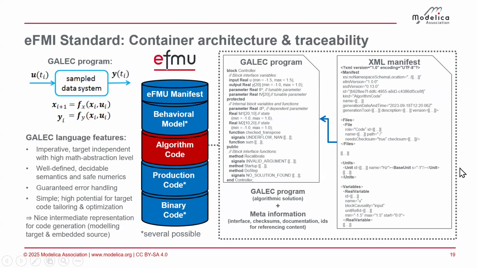And then we have a manifest where you have all kinds of meta information, like the checksums for the generated code file, documentation derived from your model, potentially. You have IDs for referencing different stuff. You have the units described for inputs and outputs. This is very much like the model description in eFMI.